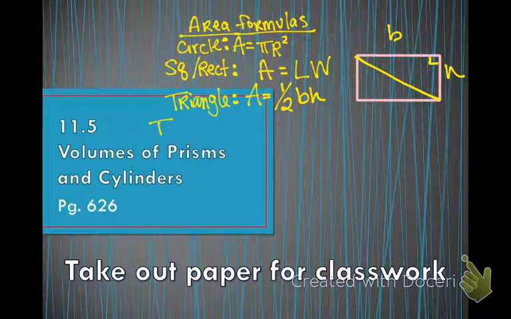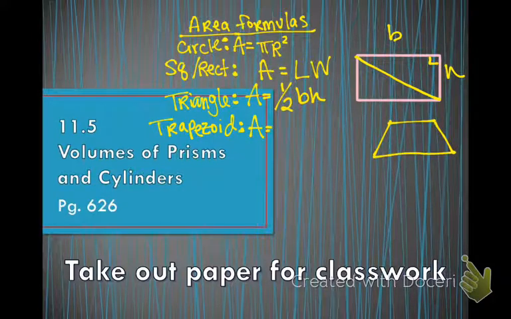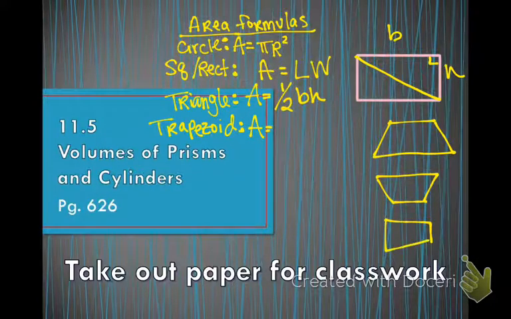What else we got? We need a trapezoid. Trapezoid area equals. A trapezoid could look like this, could look like this, could look like this. So those are 3 types of trapezoids. I'm sorry they're not beautiful. You'll see them more when we get there. But it's also 1/2 B1 plus B2 times the height.